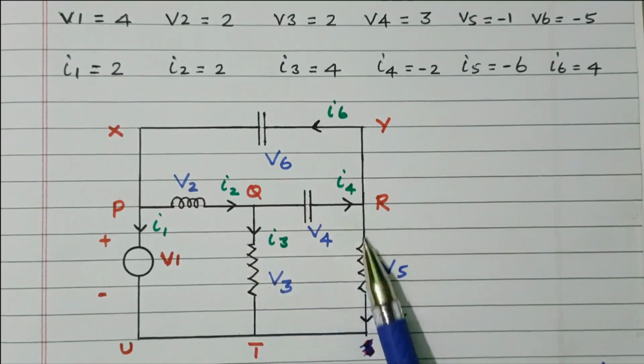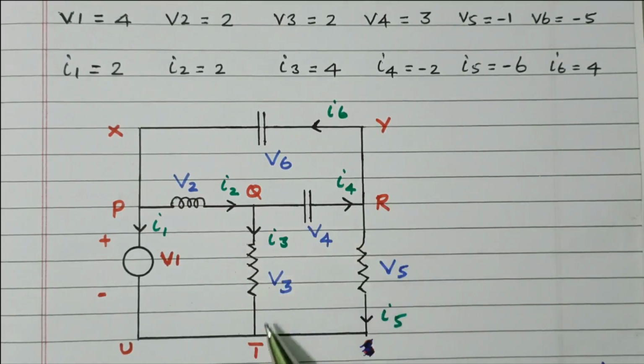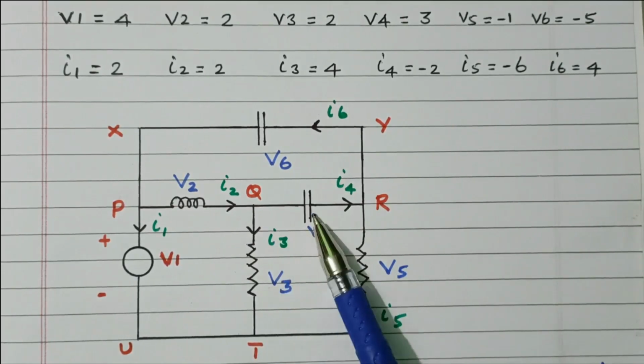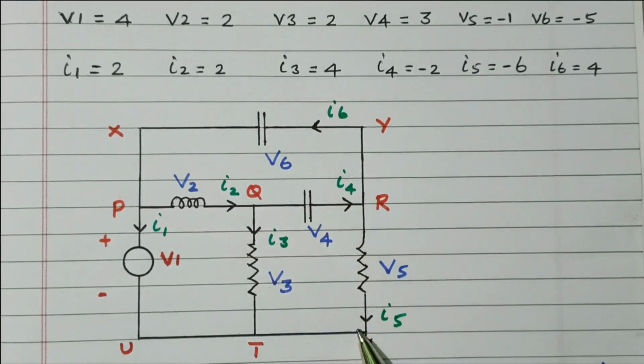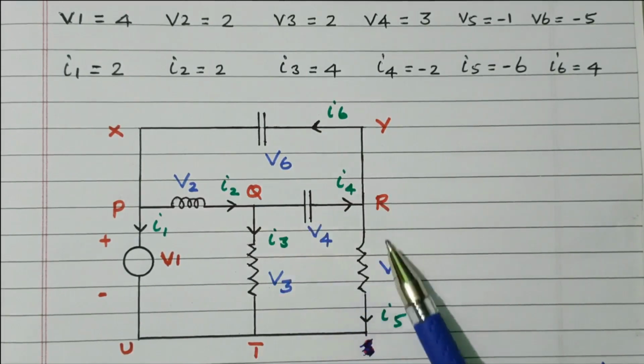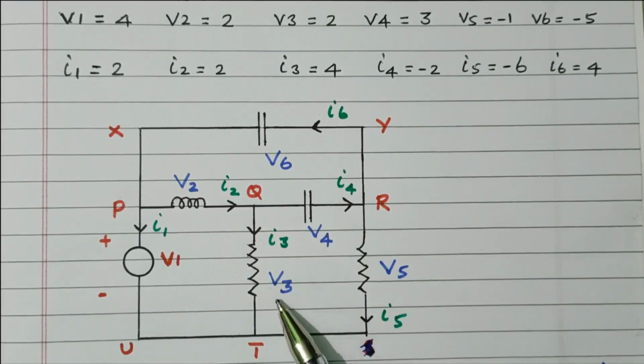Then if you take this loop, Q, R, T, Q, then V3 is equal to V4 plus V5. The voltage drop across this branch equals the sum of the voltage drops across the other branch. Both are the same. QT is the same as QRT. Both are connected in parallel. So V3 equals V4 plus V5.